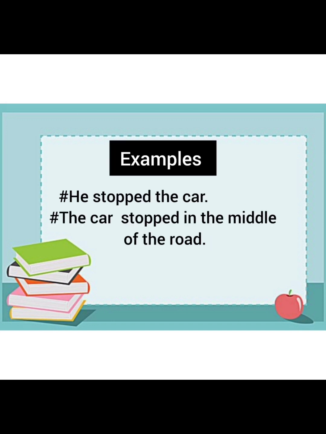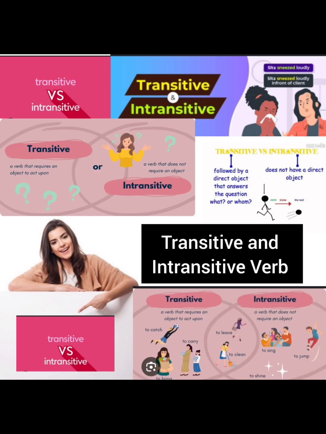He stopped the car. Stopped is transitive here because the object upon which the action is done is there after the verb. The car stopped in the middle of the road. So in this case, it's intransitive because after the verb we have a preposition and a direct object is not there. So this was all about transitive and intransitive verbs.